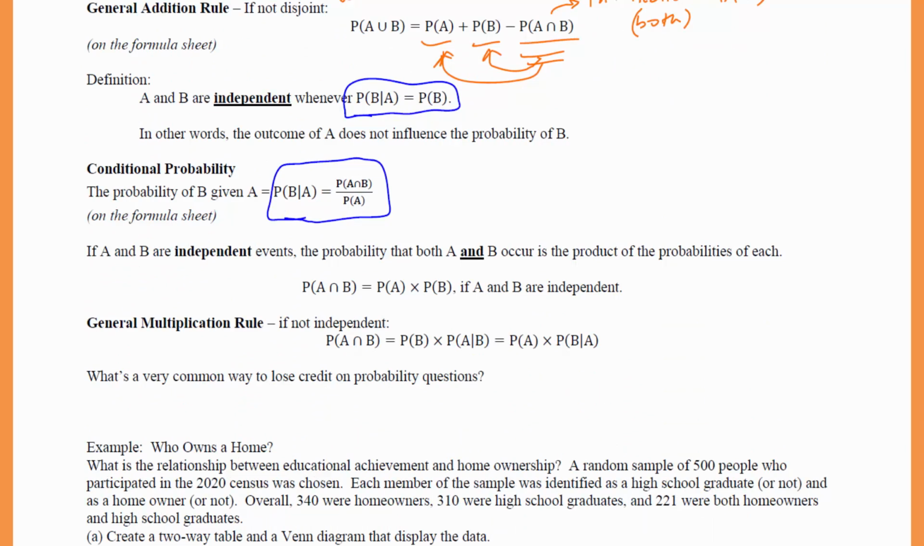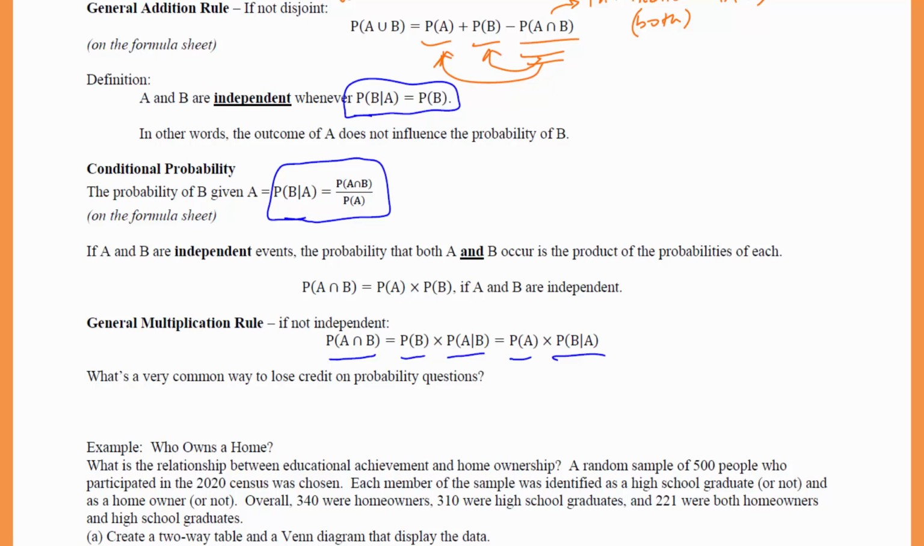So if A and B are independent events, the probability that both A and B occur is the product of the probabilities of each. The probability of A and B is the probability of A times the probability of B, as long as A and B are independent. If they're not independent, then we have the general multiplication rule, which is that the probability of A and B is either, and you can use either one of these, the probability of B times the probability of A given B, or the probability of A times the probability of B given A. So multiply the conditional probability times the probability of the condition.